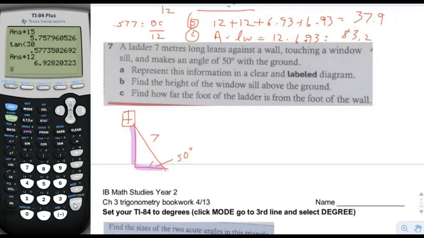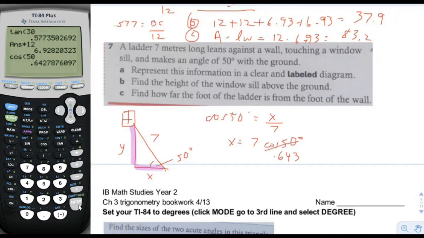If we use cosine of 50, I'm going to call this one x and I'll call this one y. We can figure out what x is because cosine of 50 degrees is x over 7. So that means x is equal to 7 times the cosine of 50 degrees. Let's figure out cosine of 50 degrees on the calculator. Cosine 50 equals 0.643. I'm going to multiply it times 7, and I'm going to get the final answer for x, which is the distance of the ladder from the foot of the wall, 4.50. Okay, now I'm going to find the final answer for y.